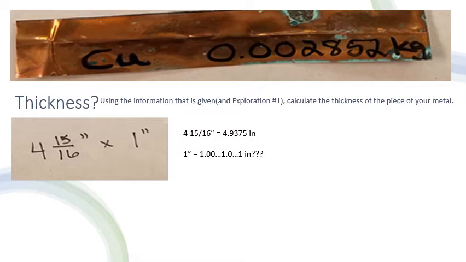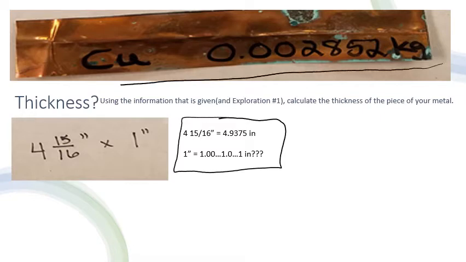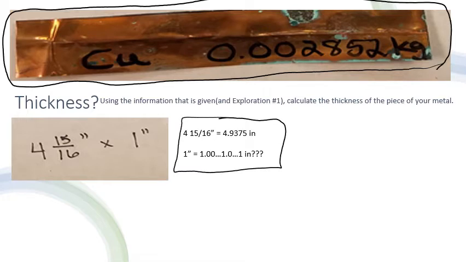So the first thing we have to think about is, well, what does that even mean? 4 15/16 of an inch can be transferred into a decimal. And when we want to think about how thick this piece of metal is, if you look at your piece of metal at the top, it has a length and a width. And this thickness that I'm talking about is just right here.